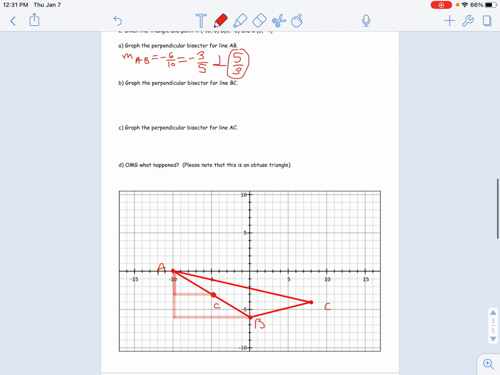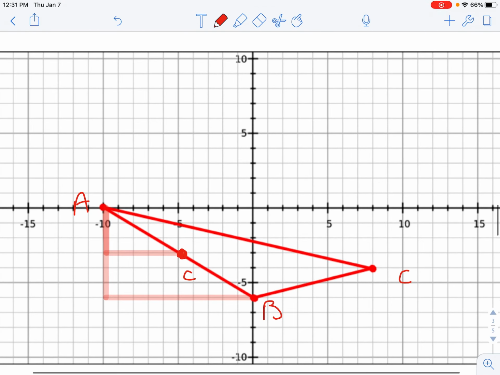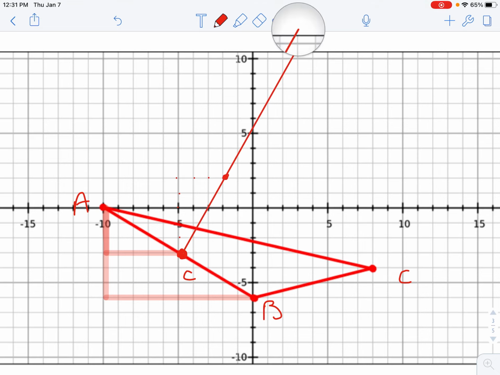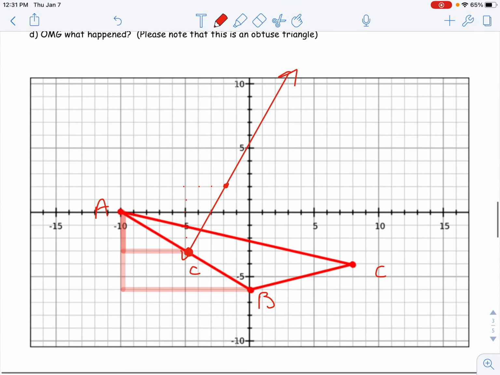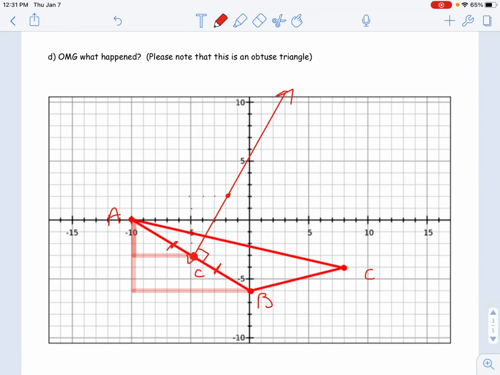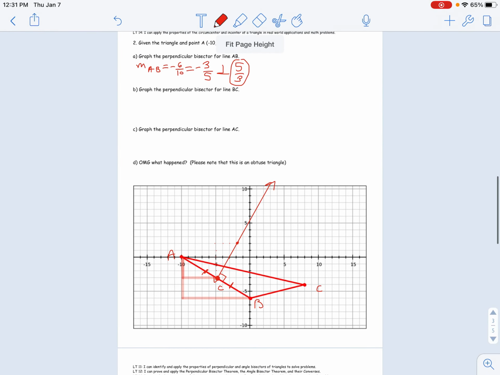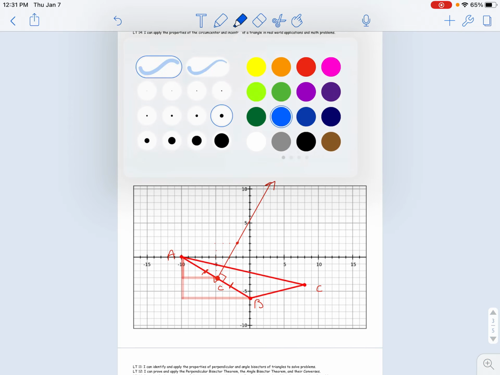We'll call that lowercase c. And then from C, I'm just going to do a slope of 5/3. So up 5, 1, 2, 3, 4, 5, over 3. And then we'll make a beautiful line that goes through that. All right, and again, that's a perpendicular bisector to AB. Now we're going to do the same thing, but for BC.